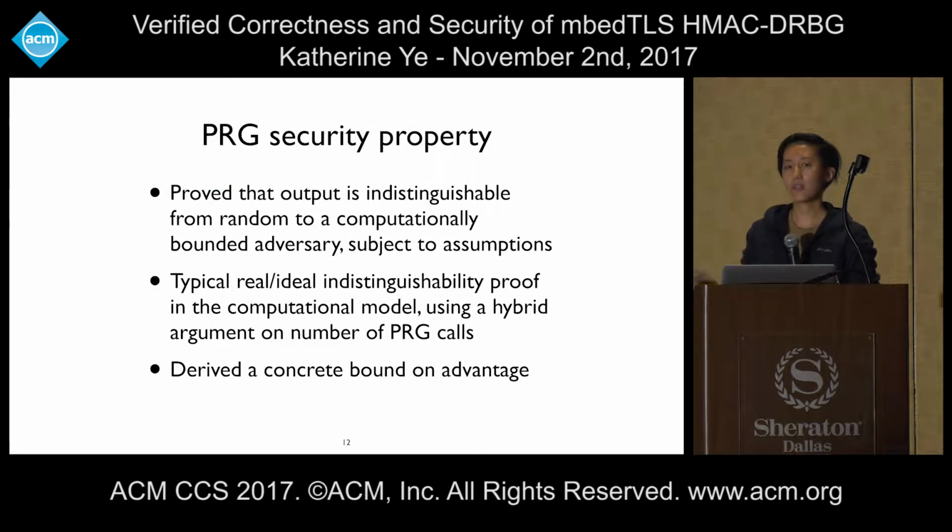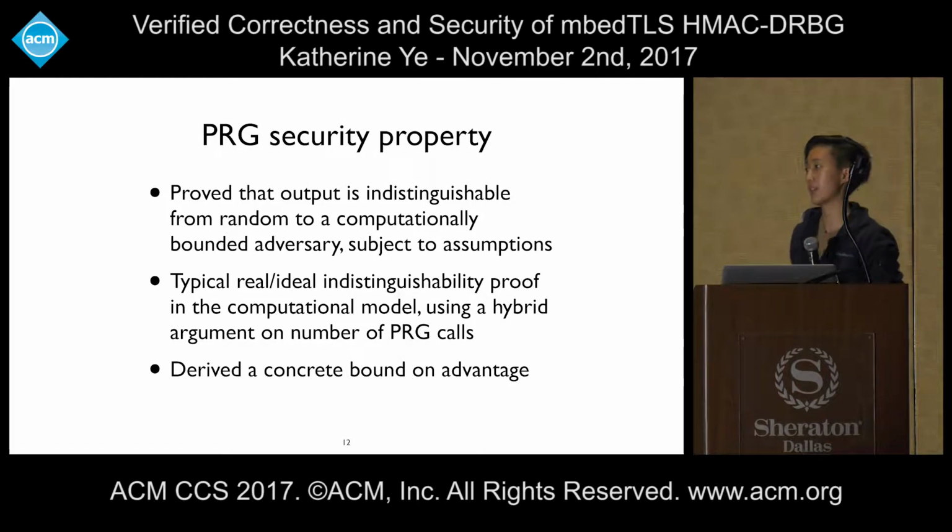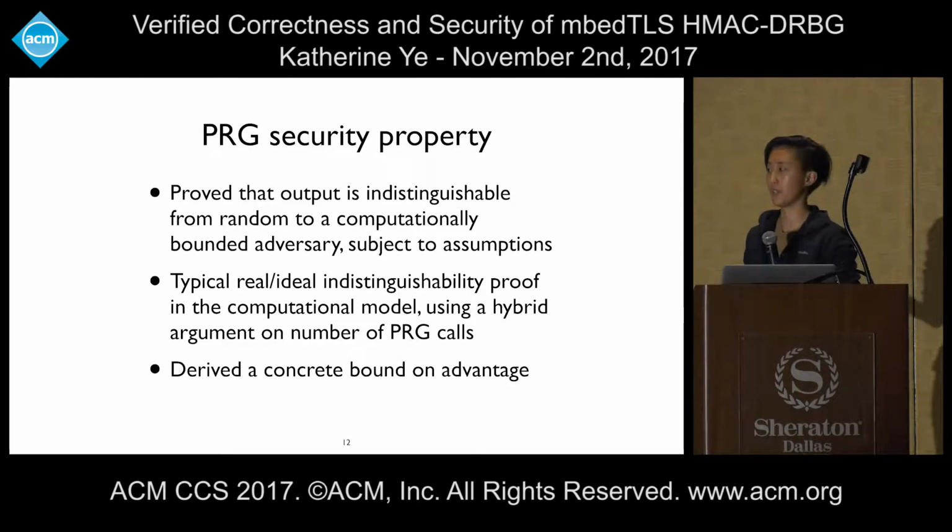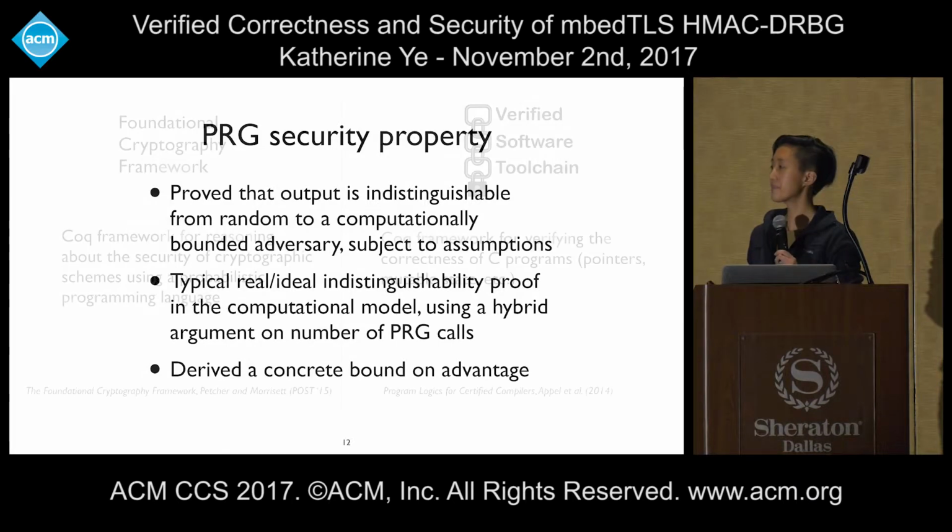So just a summary before I dive into the details, we prove that the output is indistinguishable from random to a computationally bounded adversary subject to some standard crypto assumptions. We performed a typical real-ideal indistinguishability proof in the computational model using a hybrid argument on the number of calls to the PRG, and we did derive a concrete bound on the adversary's advantage.